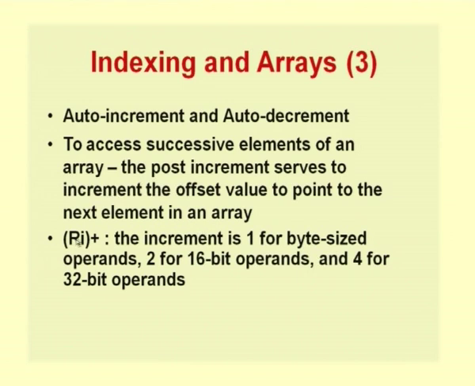So, for instance, we said (Ri)+, right. So, if Ri was pointing, let us say, to the base of the array, first I would have accessed the first element which is there in the array. Now, if I had used (Ri)+, automatically what would happen is Ri, at the end of this instruction, would be incremented. So, since it is incremented, now it will be pointing to the next element in the array. So, automatically we can see that successive elements can be accessed by just using this auto increment addressing mode.